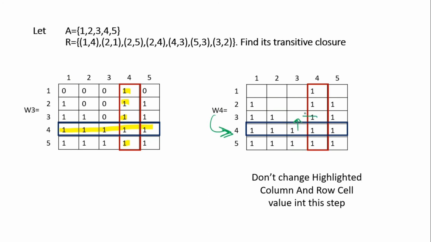This entry will become 1, as both are having value 1. This entry will also become 1, as both the corresponding highlighted row and column have value 1. As all the highlighted row and column entries are 1, all our results will become 1. All the matrix entries will be 1. Each and every element has the value 1.